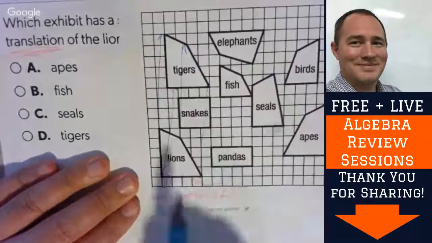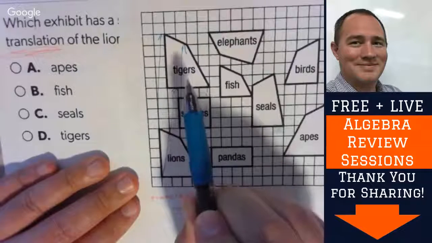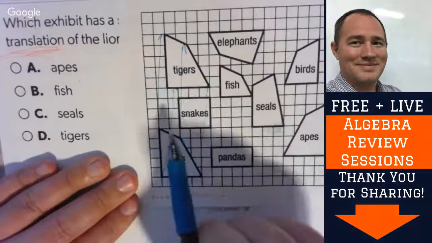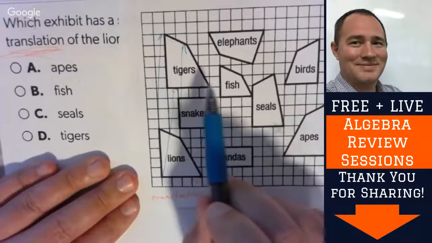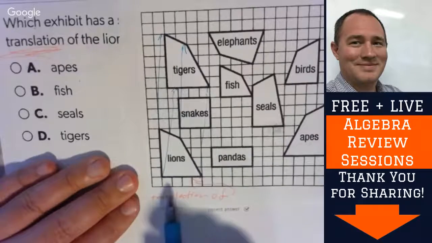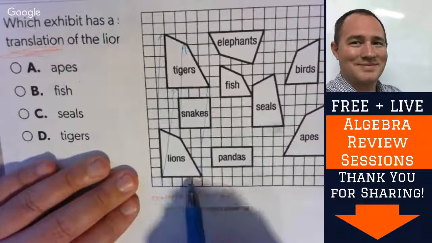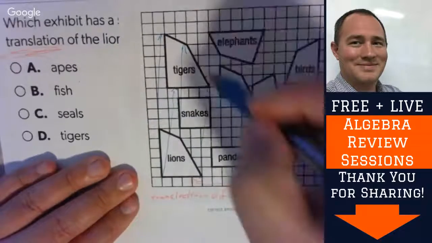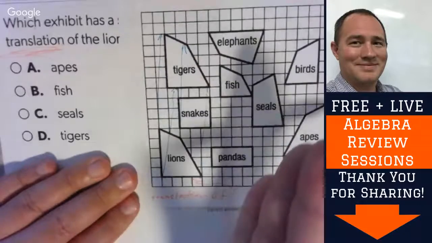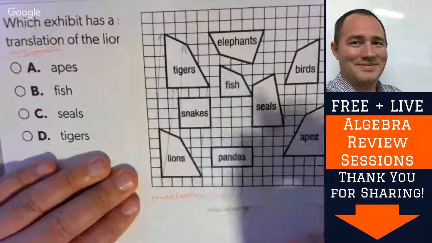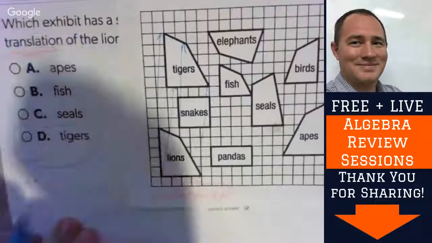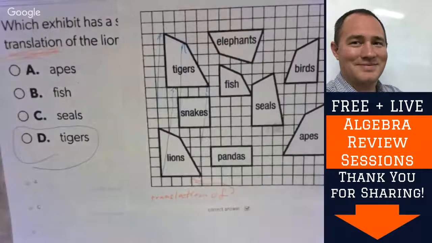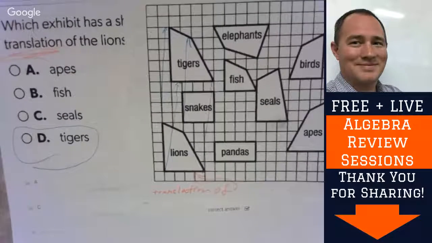Each portion of the shape has the same angles. All of the measures are going to be the same. If you look at how many units wide they are, it's 1, 2, 3, and 4, 1, 2, 3, and 4. And all of the angles are the same. It's also not rotated or tilted in any way, so we say that the tigers is the correct answer for a translation of the lion's exhibit, the shape of it, anyhow.